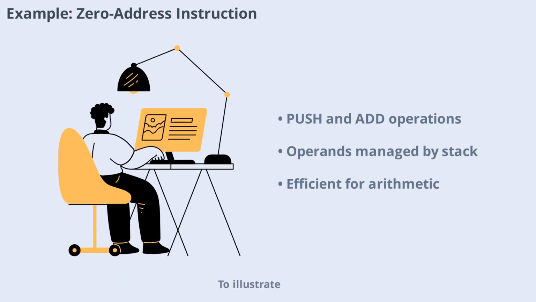To illustrate, consider a stack-based calculation like adding two numbers. The instructions might look like push 5, push 3, ADD. Here, push places values onto the stack, and ADD pops the top two values, adds them, and pushes the result. Notice how the ADD instruction doesn't specify any operands. The stack handles all the data. This simplicity makes zero-address formats ideal for certain applications, especially those with frequent arithmetic operations.